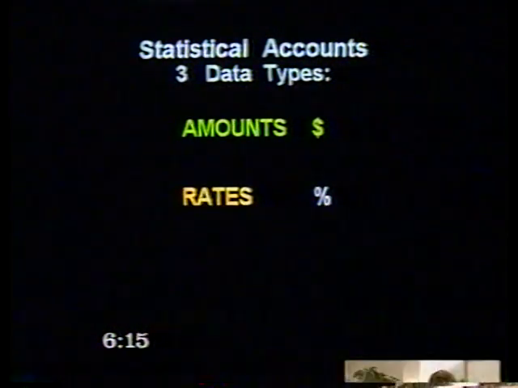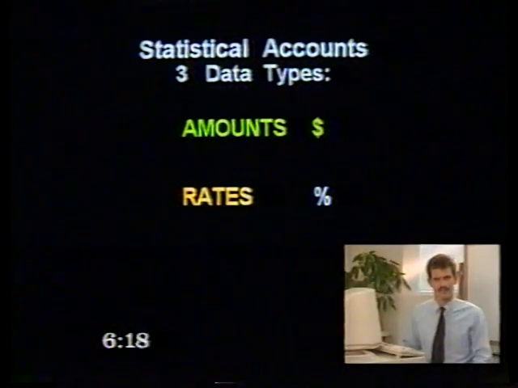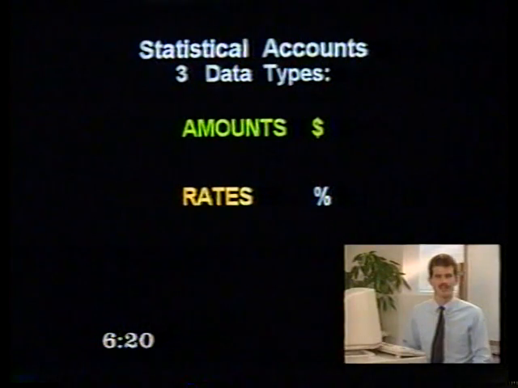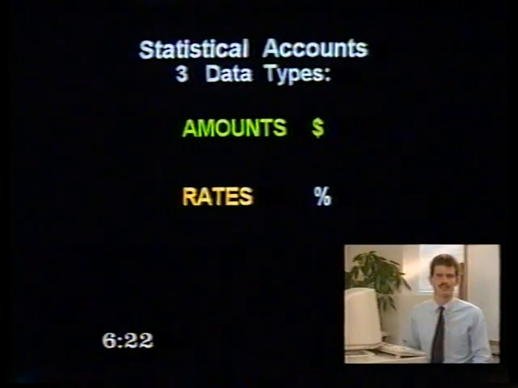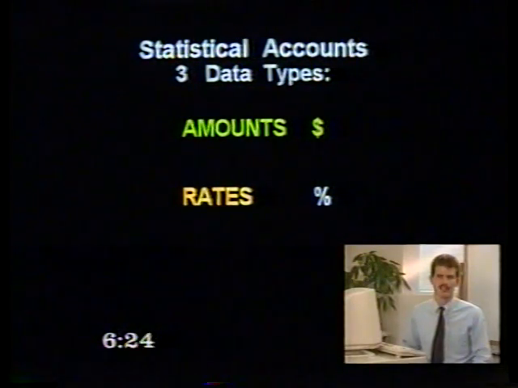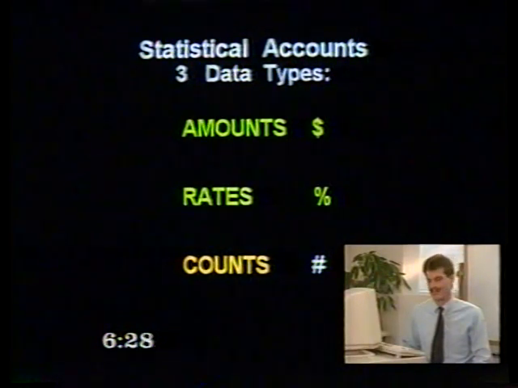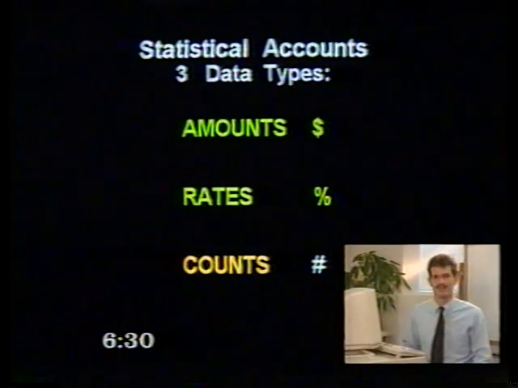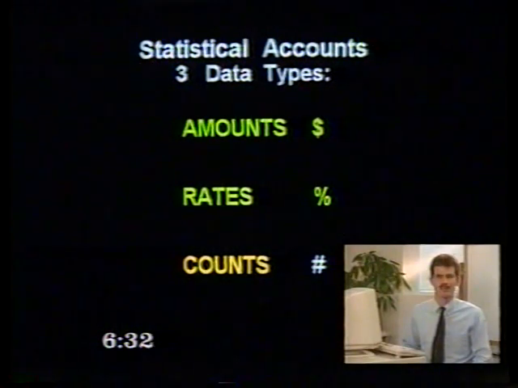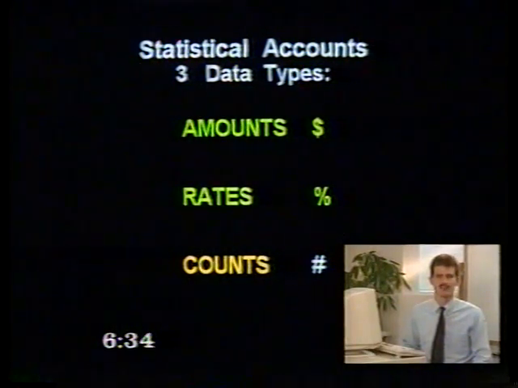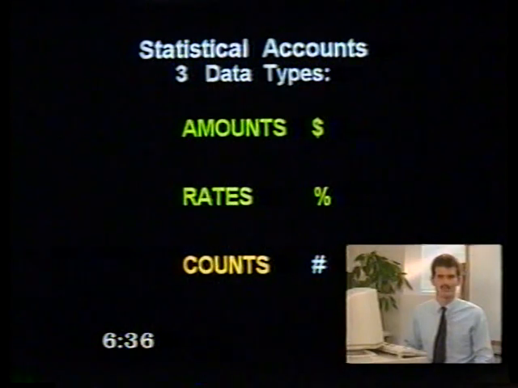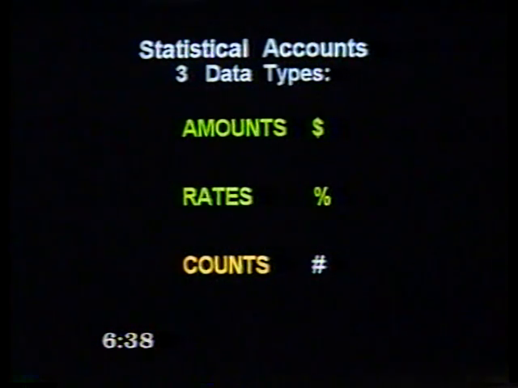Rate-type statistical accounts are used for yields and cost of funds for your own credit union, but may also be used for tracking the Treasury bill rate or the prime interest rate. 7-digit stat accounts coded with a number sign or pound sign are used to represent counts like numbers of members, number of employees, number of credit cards issued, potential field of membership, etc.